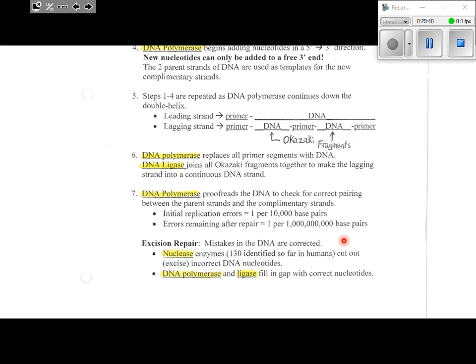And so usually those mistakes don't cause a problem, but if you just happen to be unlucky and that one mistake out of a billion letters is in a bad spot that does affect a gene, then we call that a mutation. So that's DNA replication. I hope I haven't confused you or put you to sleep.